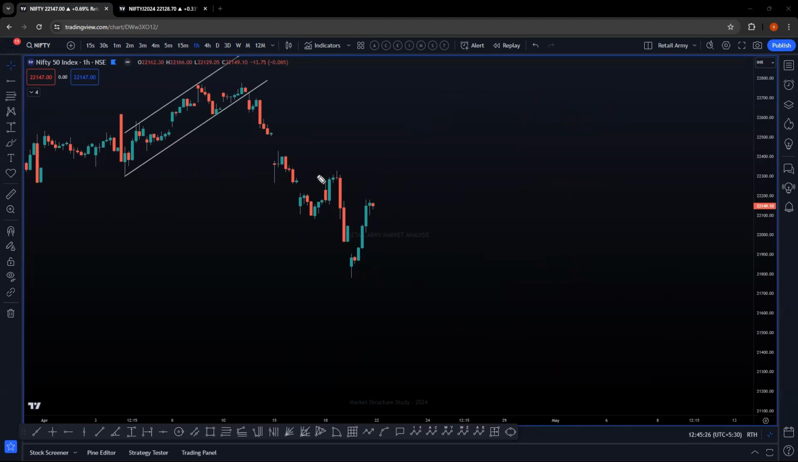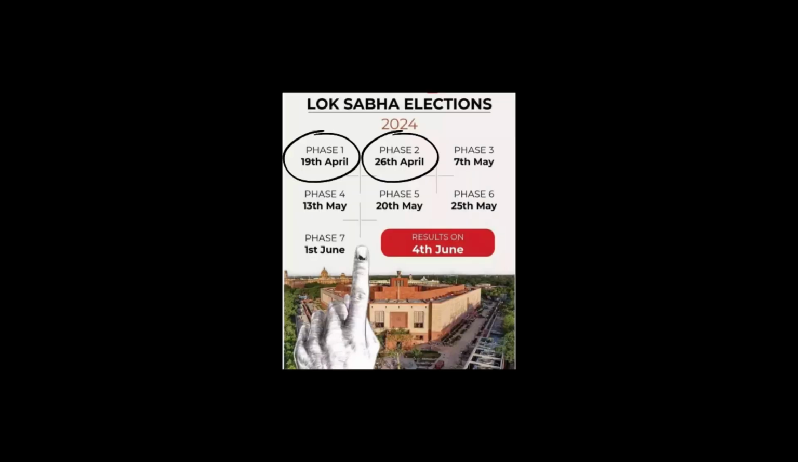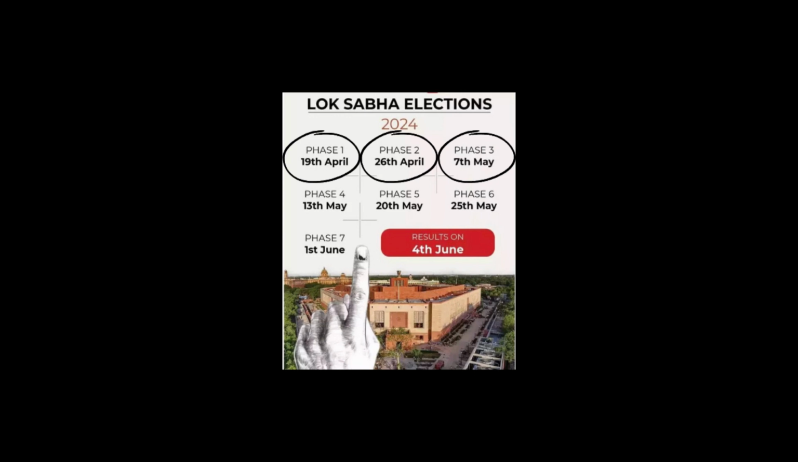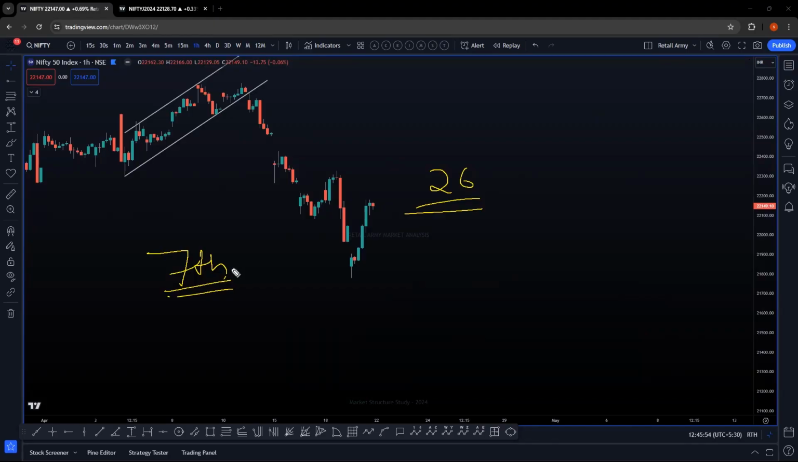Very simple. So right now, Lok Sabha election dates, phase 1, 19th April. What did we see in 19th April? We saw a pullback in the market. Next phase is on 26th. It matches with my time zone, which I am looking for. Okay. The phase 3 is on 7th May. It also matches with mine. So like that, some of these time zones are matching. These phases time zone are matching with my time zone also.